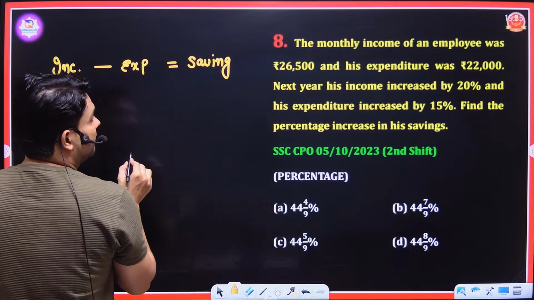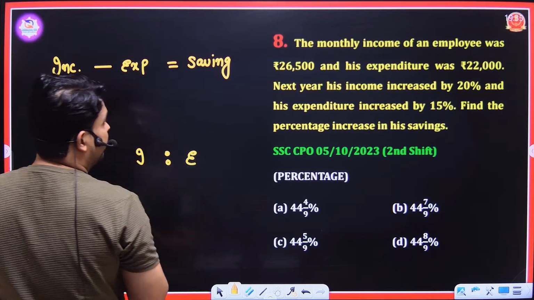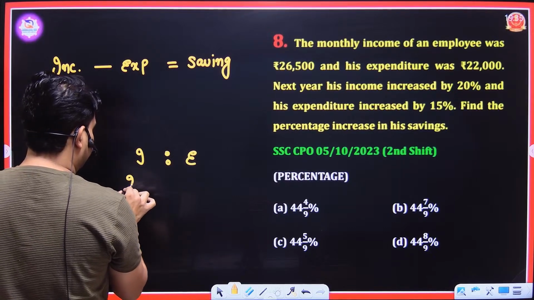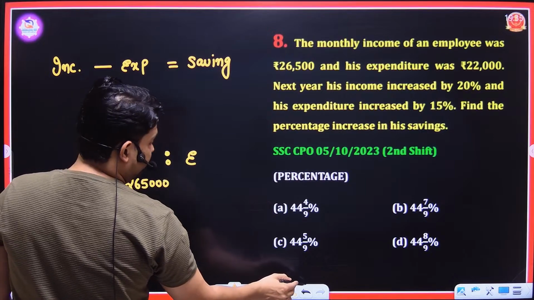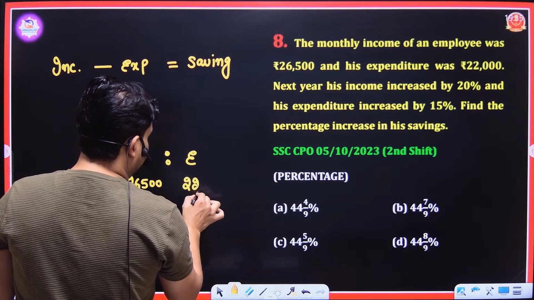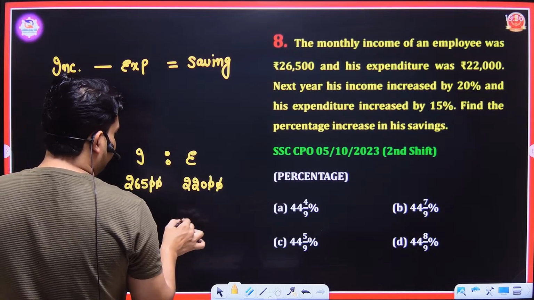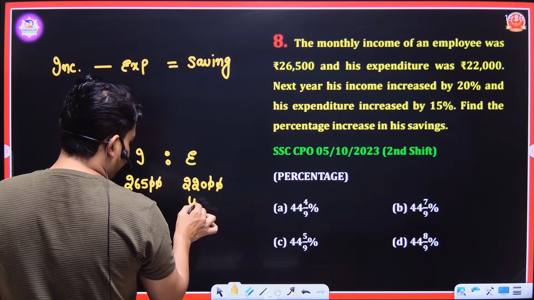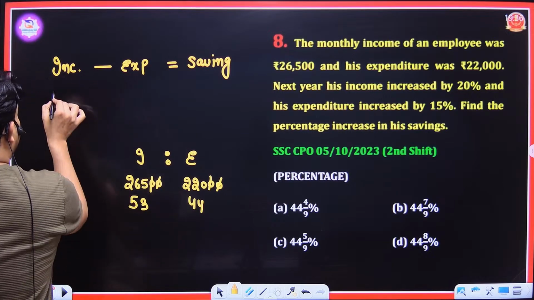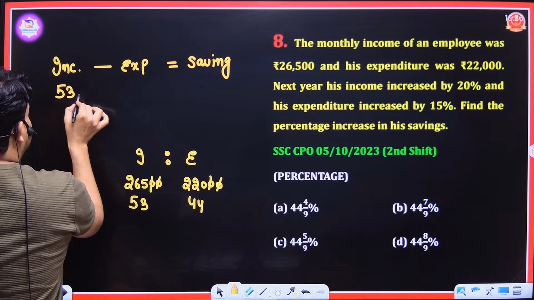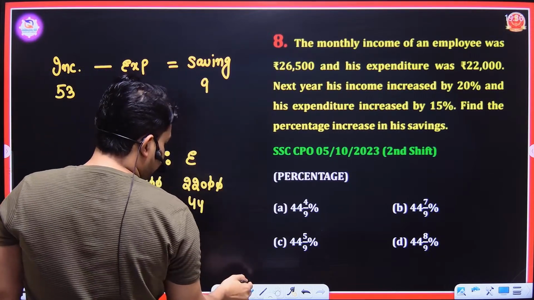Of what? Income to expenditure. Income is 26500, and expenditure is 22000. See, 10 will be cancelled out. If I divide it by 5, it is 53 and 44. If my income is 53 points, then my expenditure is 44 points, then my saving will be 9 points.